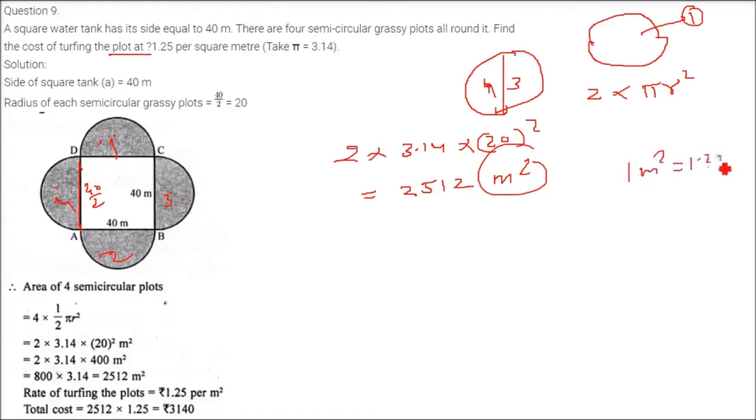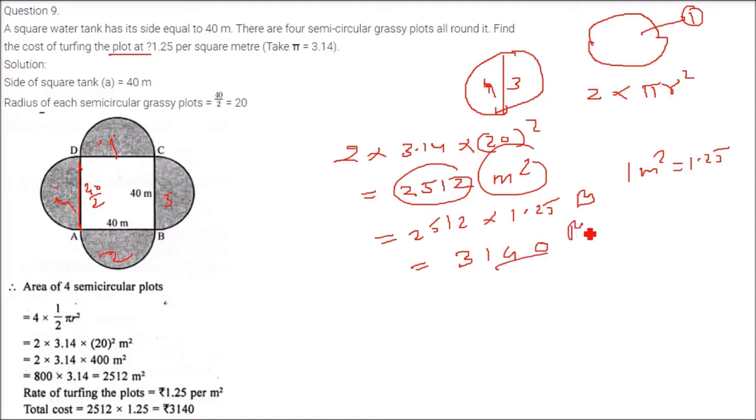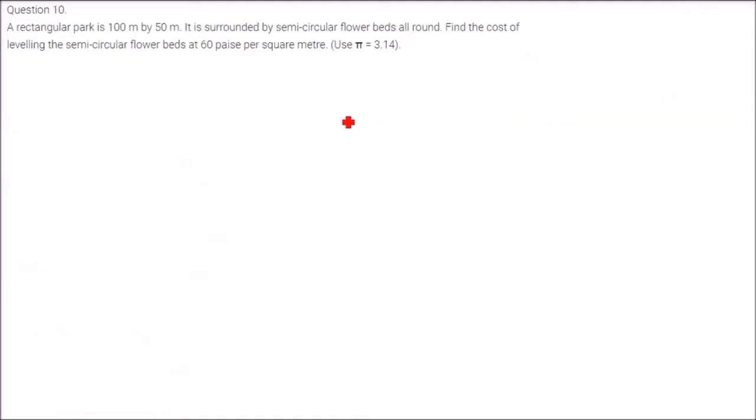So for 1 meter square, the cost is 1.25 rupees, or rate for 1 meter square. So what will be for this 2512? It will be 2512 into 1.25 rupees. This is going to come as 3140 rupees. Okay.